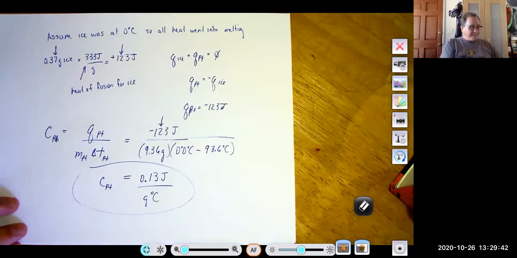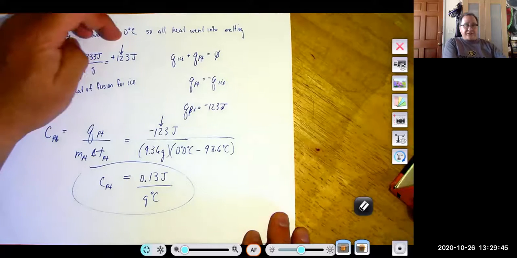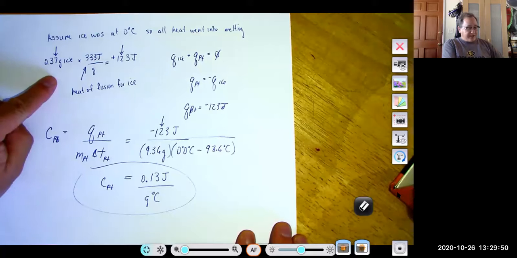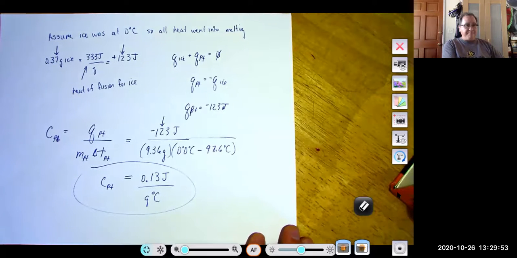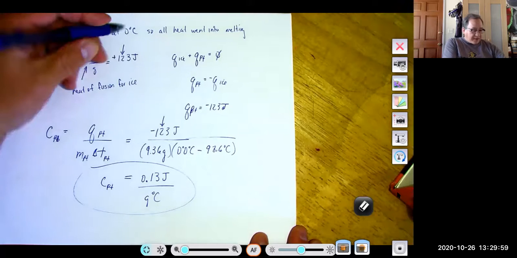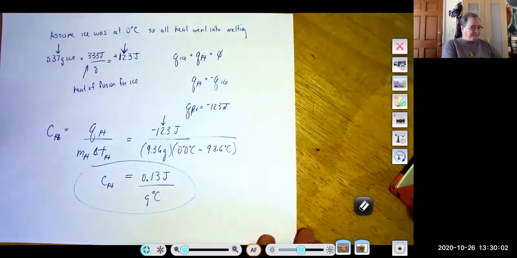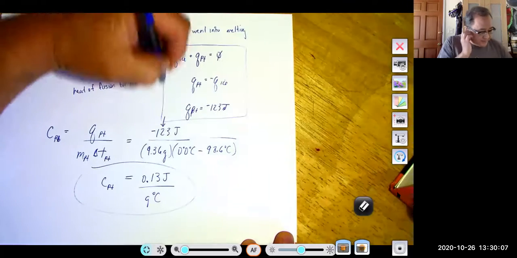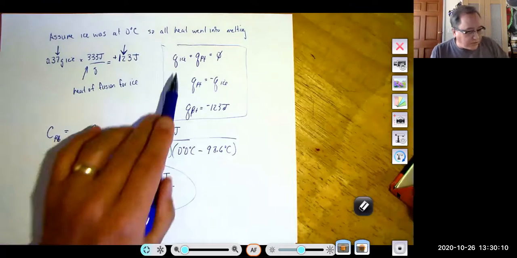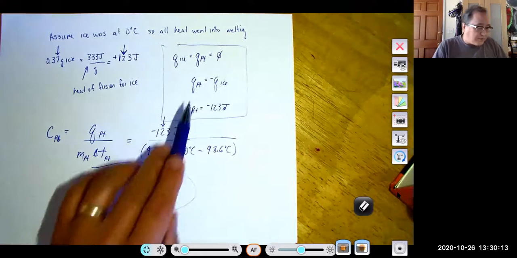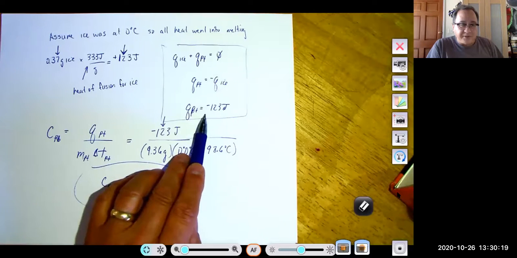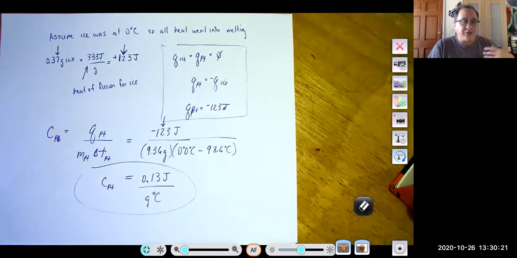Okay, so let's look at this again. We're going to assume the ice was at 0 degrees Celsius, so all the heat went into melting. And this is how much heat goes into melting the ice, because the heat of fusion of ice is 333 joules per gram. Now, we want to keep this extra 3 along for the ride, but this really only would have 2 sig figs if we were done. Because of the first law of thermodynamics, we would say that the Q of the ice plus Q of the platinum is 0. So therefore, the Q of the platinum is negative Q of the ice, which is negative 123 joules. And that makes sense to us because the platinum is releasing heat, which is exothermic, and it should have a negative value.